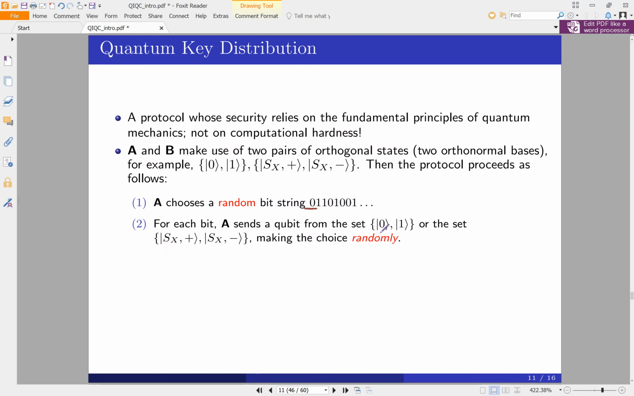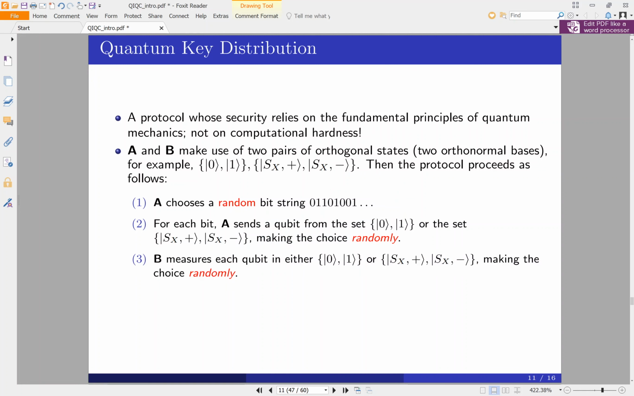She can either choose the 0-1 states or the Sx plus, Sx minus states. So if she were to choose the 0-1 basis, then the classical bit 0 would be represented by the ket 0. The classical bit 1 would be represented by the ket 1. But if she chooses the Sx plus, Sx minus basis, then the classical bit 1 would be represented by an Sx minus. The classical bit 0 would be represented by an Sx plus. Now what she does is, for every bit that she has to send, she is going to pick a quantum state either from this set or from this set, and she is going to make the choice randomly.